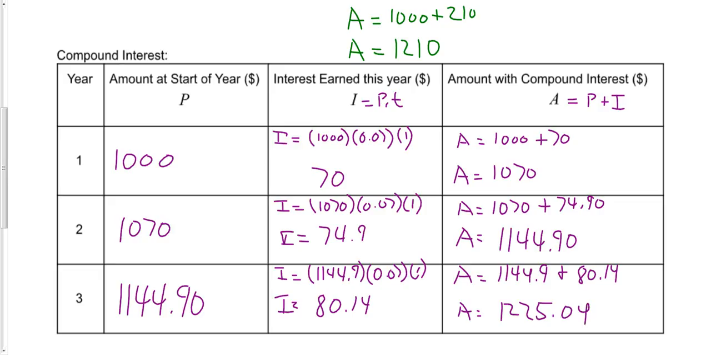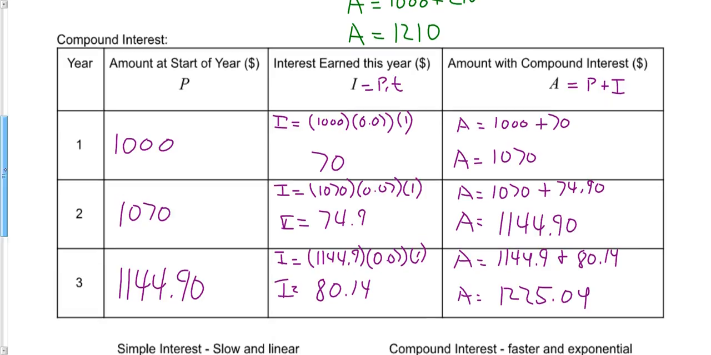Okay, so if we compare the $1225.04 that we got from compounding it to the $1210 that we got from simple interest, by using compound interest in those 3 years, we earned an additional or an extra $15.04 in interest that was otherwise unavailable to us. So compound interest is different than simple interest. The final ending value is going to change.